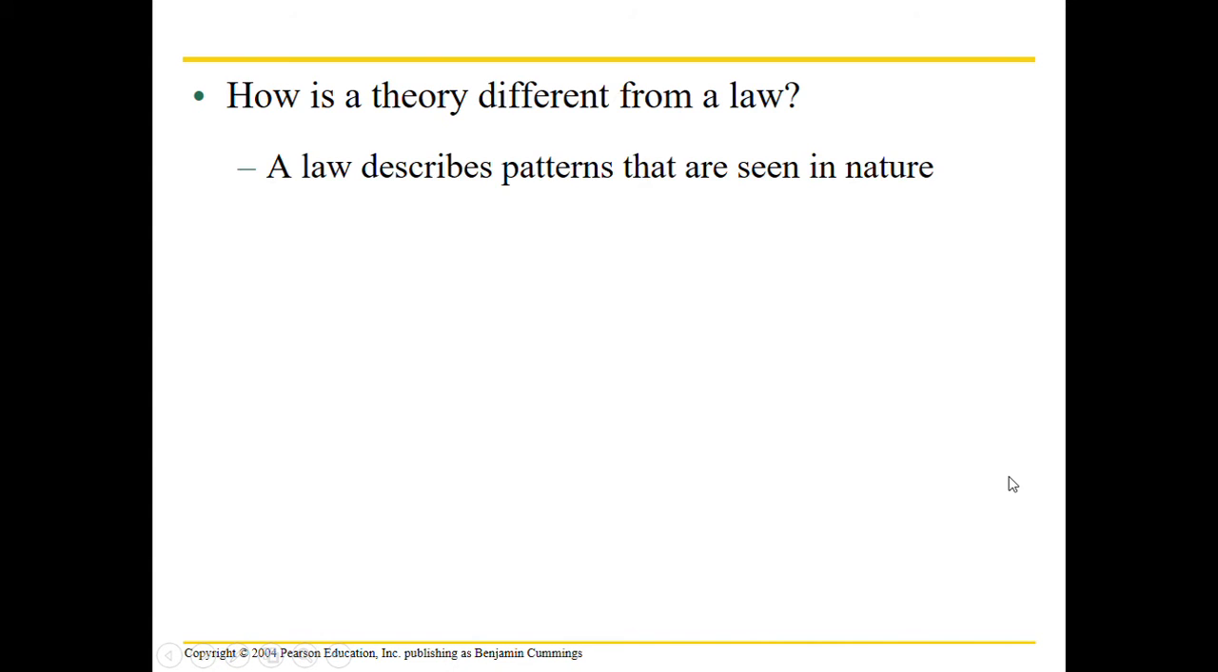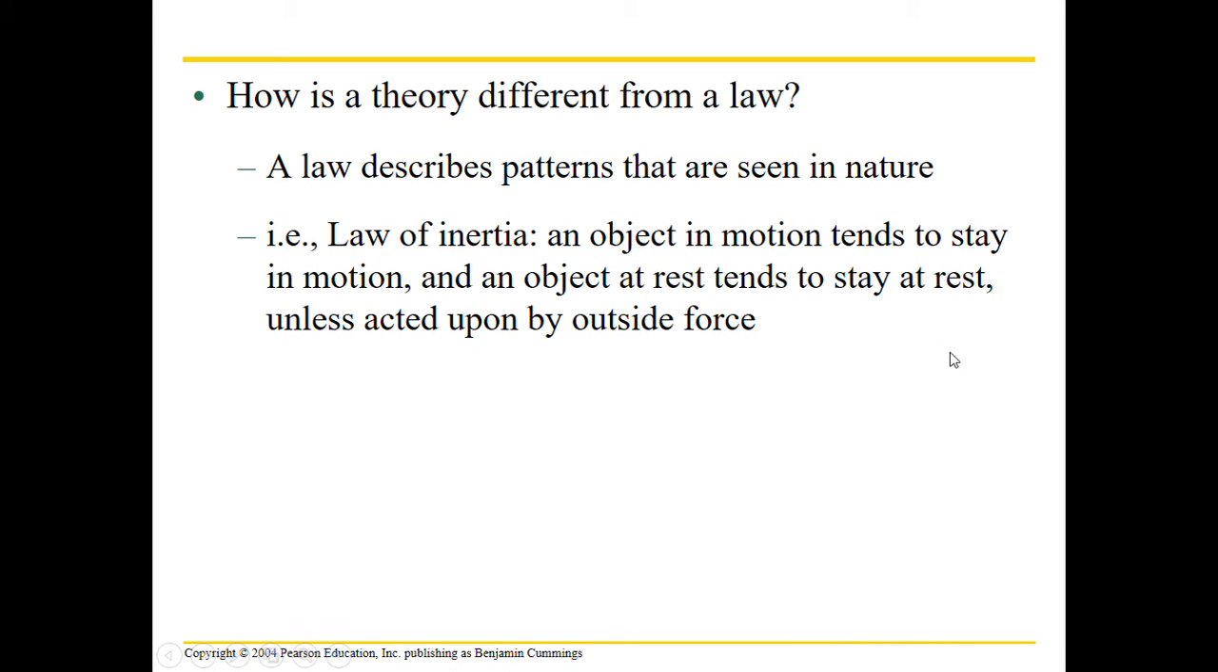How is a theory different from a law? Well, a law describes patterns that are seen in nature and will usually have an equation that goes with it. So you talk about laws a lot in math and physics. Like the law of inertia: an object in motion tends to stay in motion, and an object at rest tends to stay at rest unless acted upon by an outside force. And then you have the law of gravity and all other types of laws.